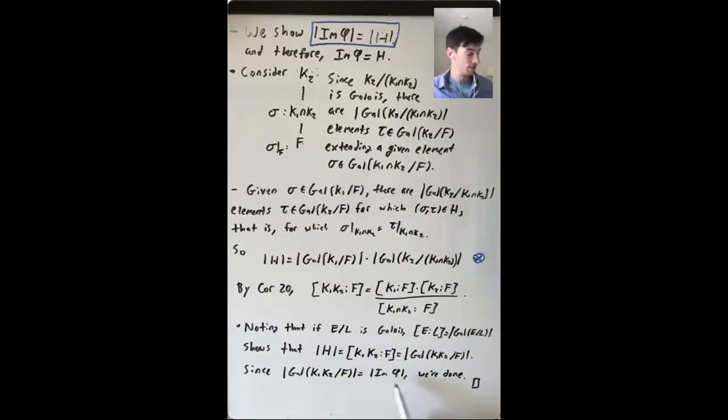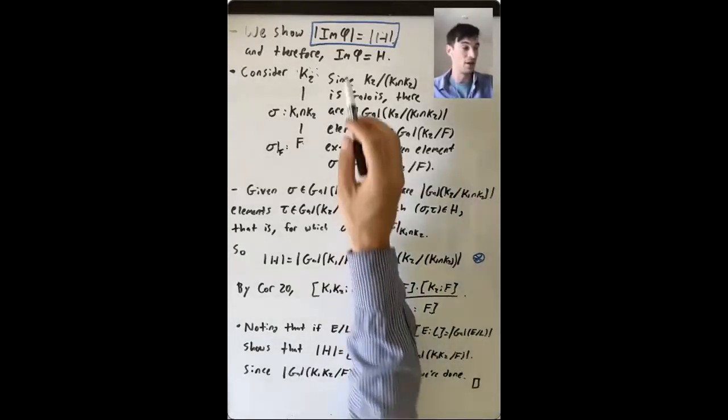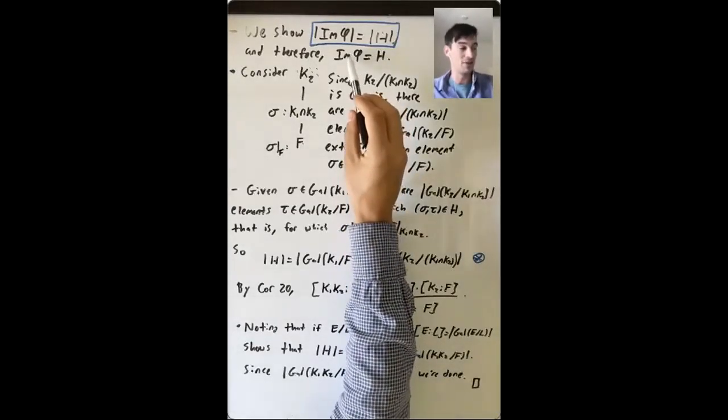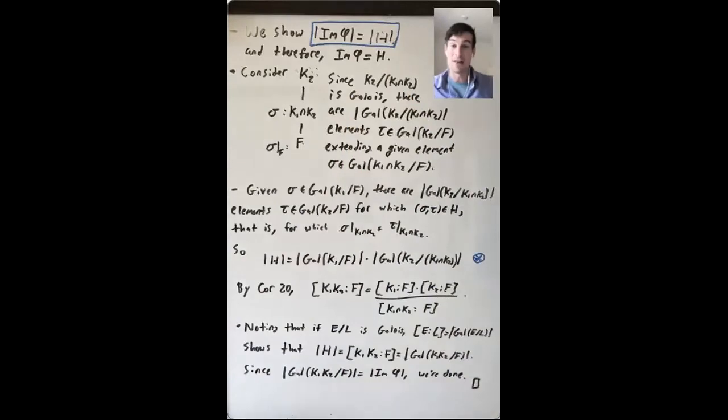So now we just recall that they have the same order. This is something we said earlier. And now we see that the order of H is the order of the image of phi. So the image of phi is H, and the first isomorphism theorem completes the proof.